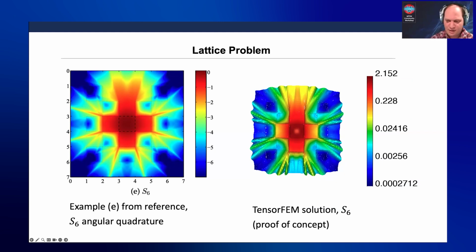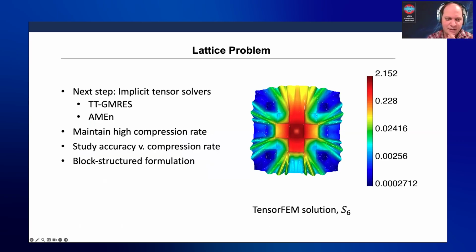We're able to reproduce a result like this in TensorFEM. Our angular quadrature, I think, picks different angles, so it doesn't look exactly the same. But this was using just explicit time stepping, so just applying the operator successively as a proof of concept to make sure we're getting things right. So this was a very exciting result to get.